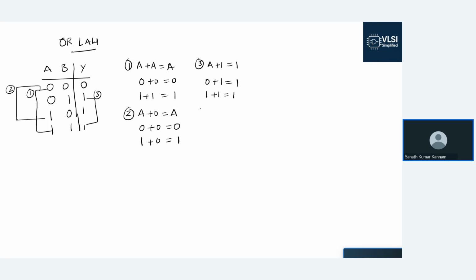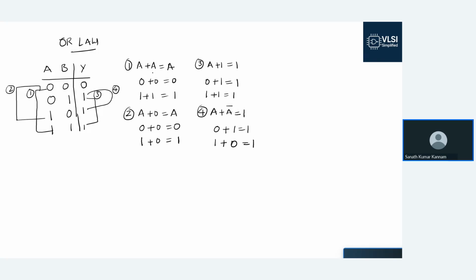And fourth law if you take, A or A bar equal to what? A or A bar equal to 1. So that means what I can take, A and A bar equal to 1. So this one and this one I can take. So A is 0, complement of this one, that is 1, equal to what? 1. A is 1, complement of this one, that is 0, equal to what? 1. Okay. So these are the some OR laws.